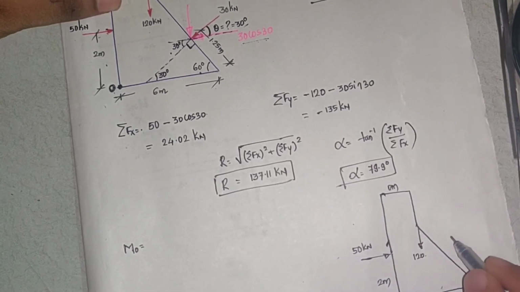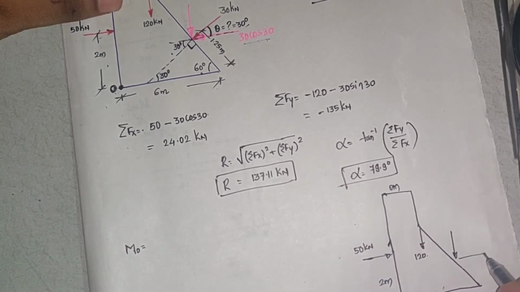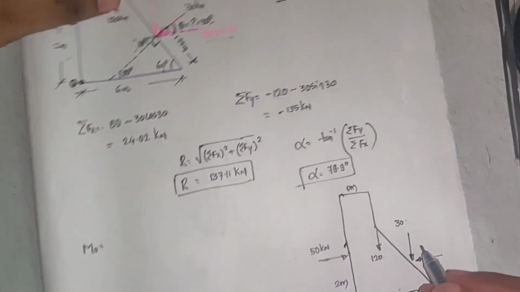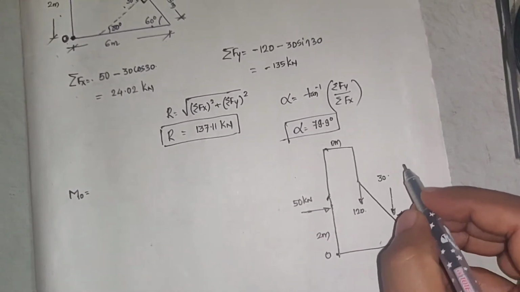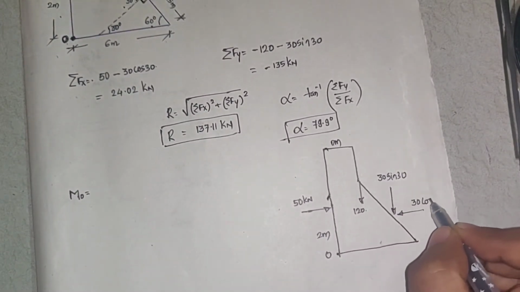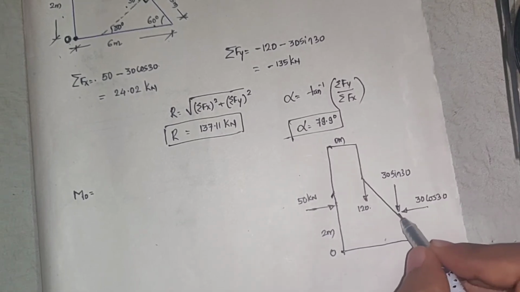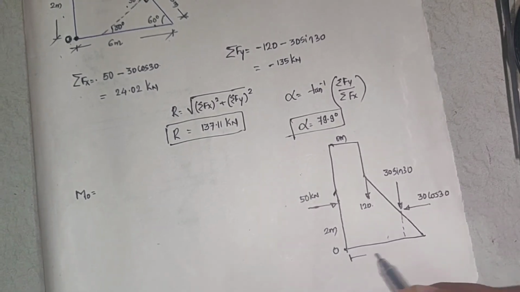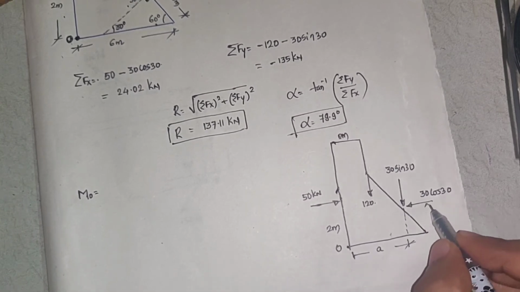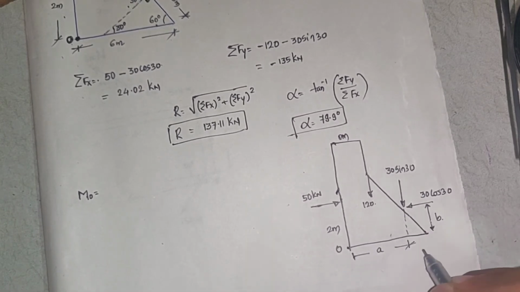Now this force is making two forces like this. This is 30 sin 30 and this is 30 cos 30. Now what is the perpendicular distance of this? We need to know what this distance is. I'll call this A. And what is the perpendicular distance of this? I'll call this B.